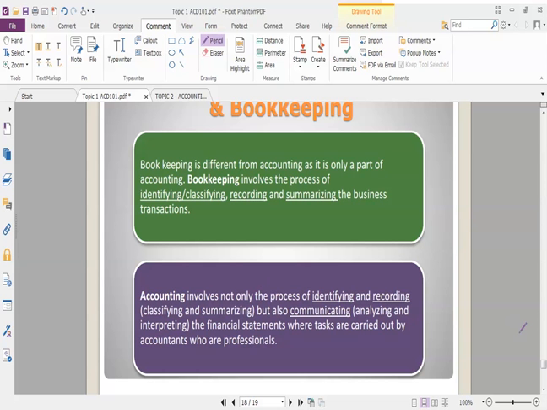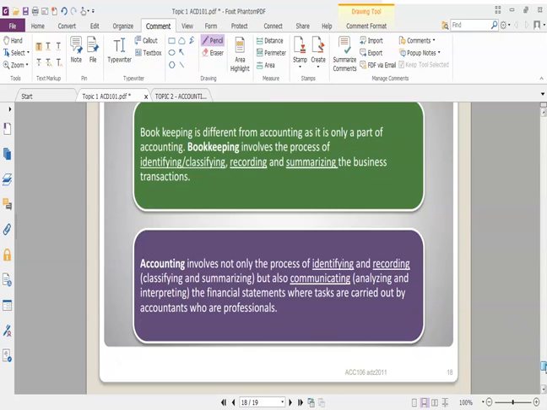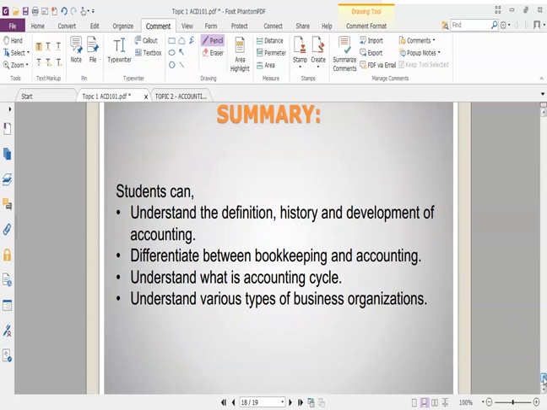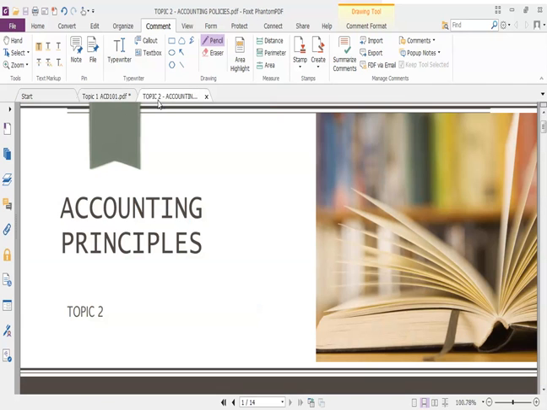So let's continue. For topic one, I hope that you will understand the definition, history, and development of accounting, know how to differentiate between bookkeeping and accounting, know what the accounting cycle is, have a simple picture of the accounting cycle, and understand various types of business organization.